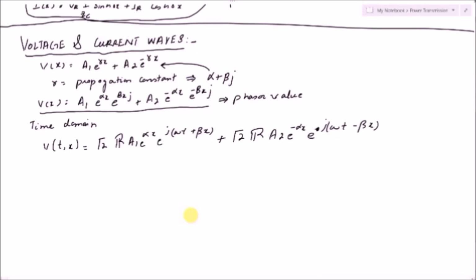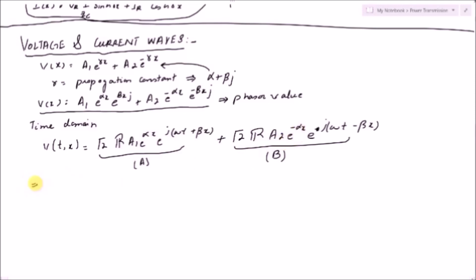So now if I just say that this is A and this part of the equation is B, we have two parts. The first one is with the positive value of alpha, e raised to alpha x, and the second one is with the negative value, e raised to minus alpha x.